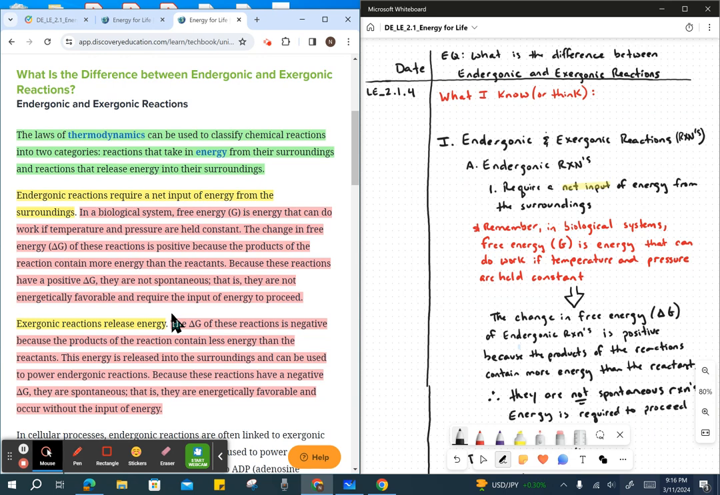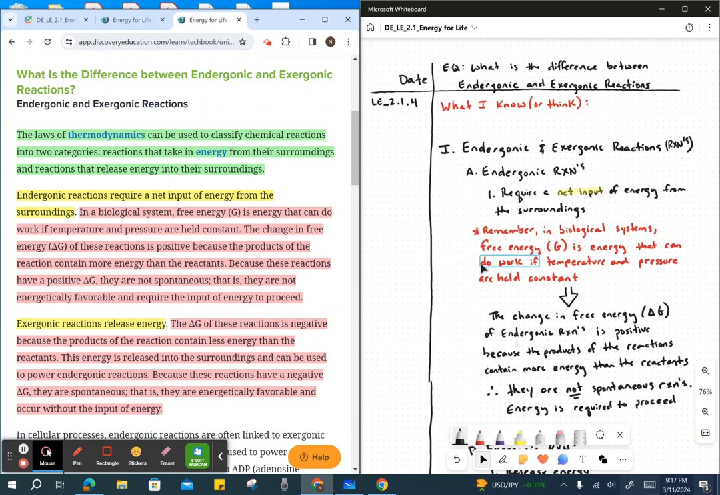Okay, well, hopefully you had a chance to write down a little bit about what you know related to this. Roman numeral 1, endergonic and exergonic reactions. We'll take a look first at the endergonic reactions. Simply, these are chemical reactions that require an input of energy from the surroundings. Because of that, they need energy. They are not spontaneous.